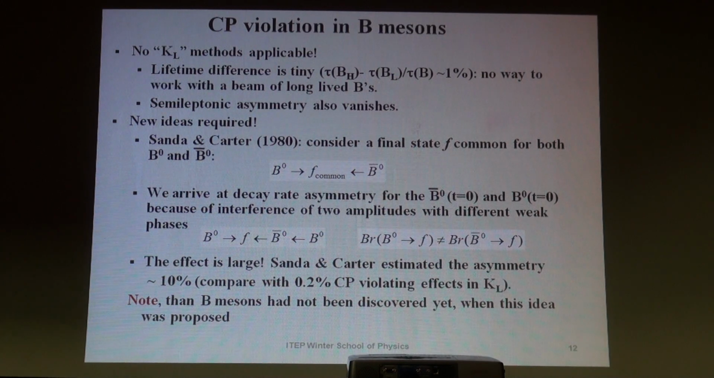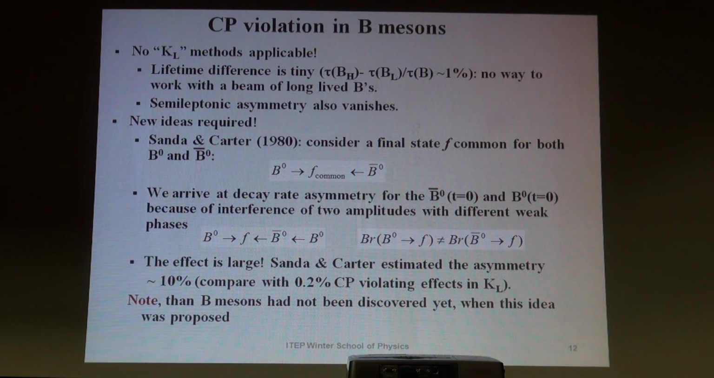Carter estimated that this asymmetry can be as much as 10%, and this is large compared to the less than 1% CP violation effects in kaons. And please note that the idea came in 1980, and B mesons were discovered, explicitly reconstructed, only a few years after that.